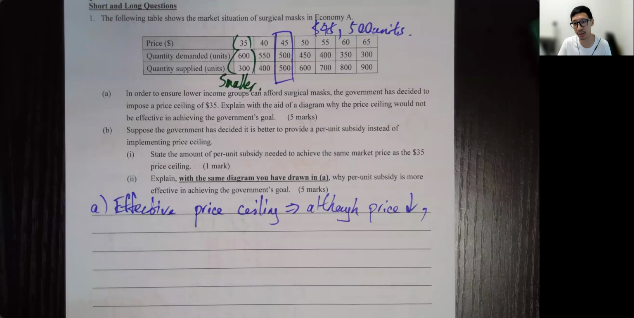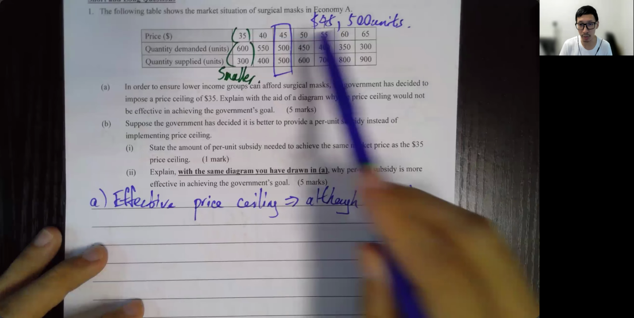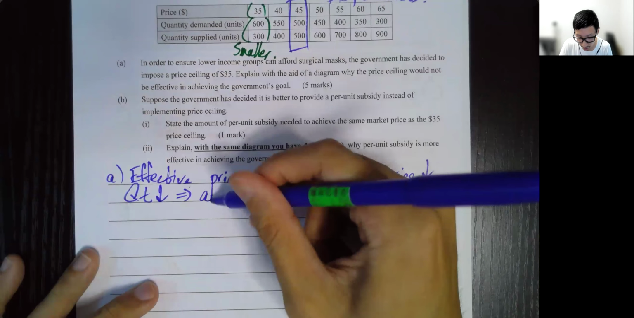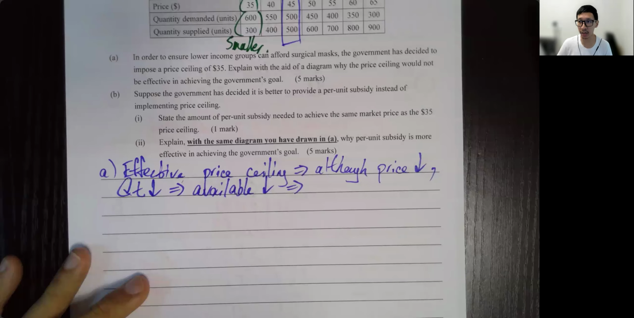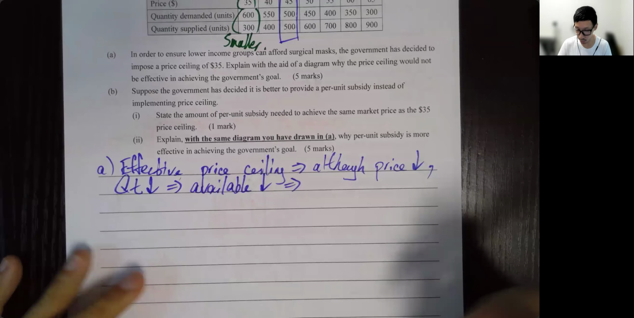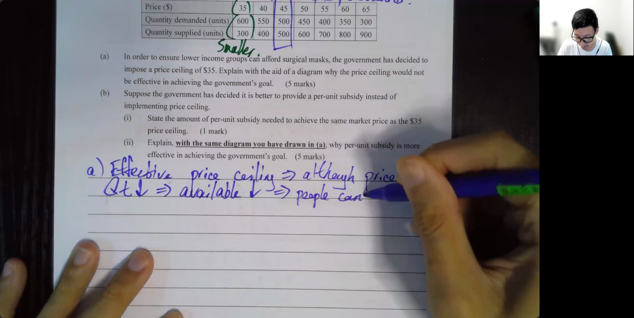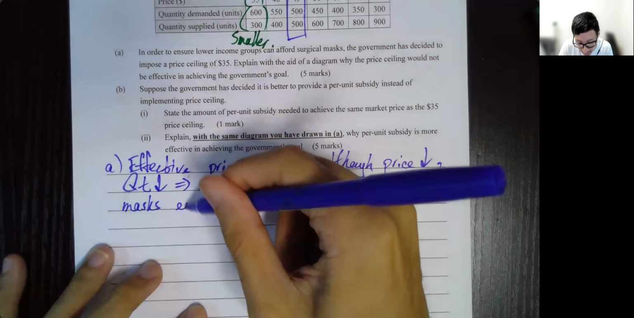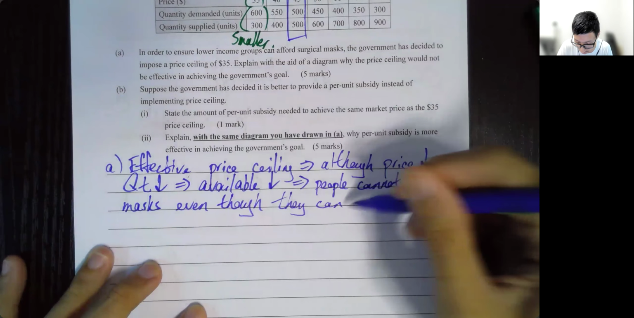We don't just look at one, we look at the smaller one, okay? We know that unfortunately, originally 500 unit will drop to 300 unit. QT would also drop, which means that the quantity available will drop. Therefore, what happens in English? Let's put it in plain words, not econ symbols. It means that people cannot buy masks even though they can afford it.